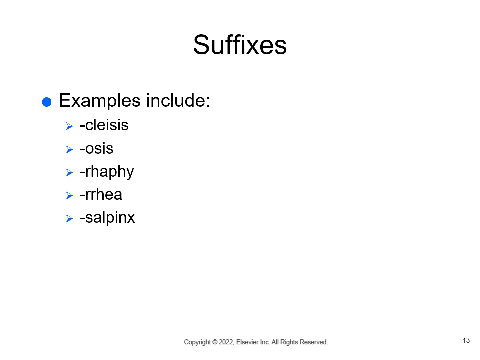So suffix examples we see are clasis, which means surgical closure, osis, which means abnormal condition, rrhaphy, which means suturing or repair, rrhea means flow or discharge, and salpinx, which means fallopian tube or uterine tube.